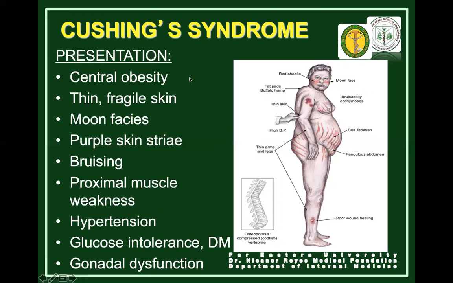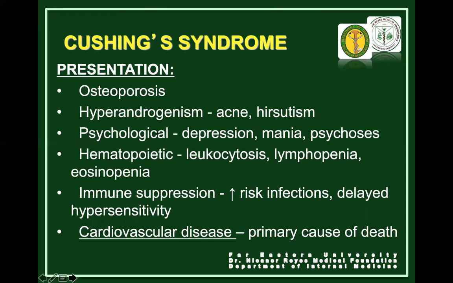However, you will see these very commonly. You will have central obesity, thin, fragile skin. You can have moon facies, purple striae, bruising, proximal muscle weakness, hypertension, glucose intolerance leading to diabetes, and gonadotropin dysfunction. So it can also present as osteoporosis, hyperandrogenism like acne and hirsutism, and psychological effects. So you can have depression, mania, and psychosis.